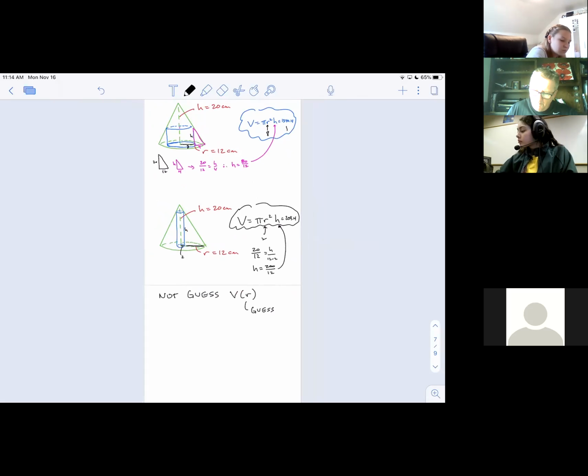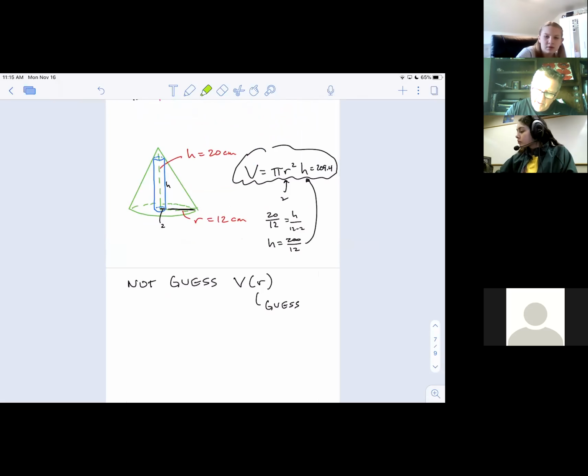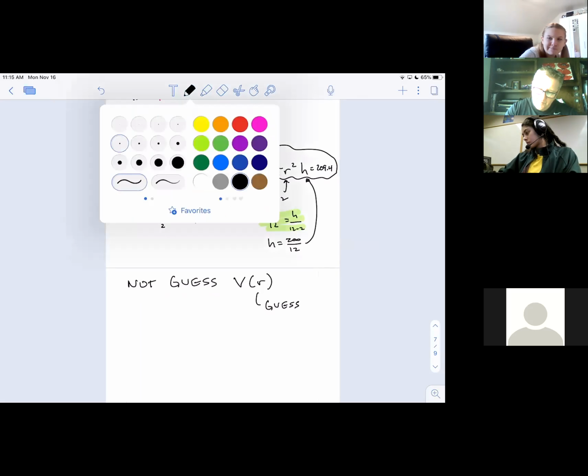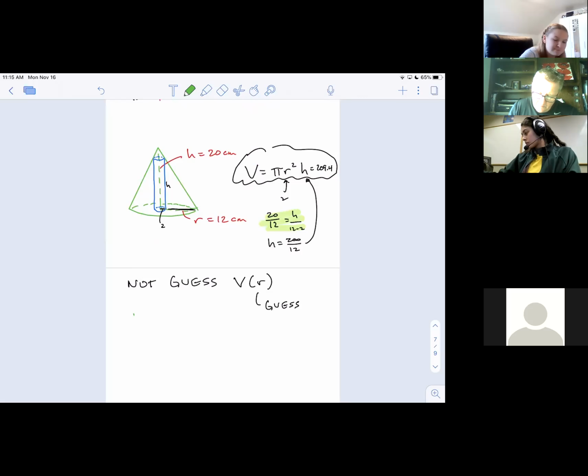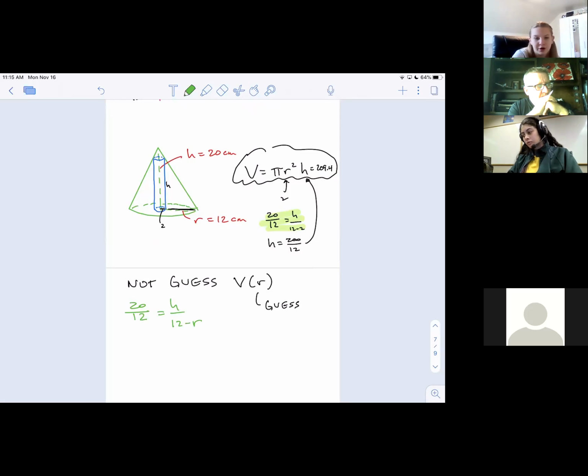Well, what we saw right here illustrates what I have to do to get h. So the h part of this was 12 is to 20 as h is to 12 minus whatever our guess was, whatever our radius was. Couldn't you put it like 20 times 12 minus r over 12 times r? Yeah, but not 12r, because if I solve this for h by multiplying 20 times 12 minus r, then there's just a 12 on the bottom, like that's my h.